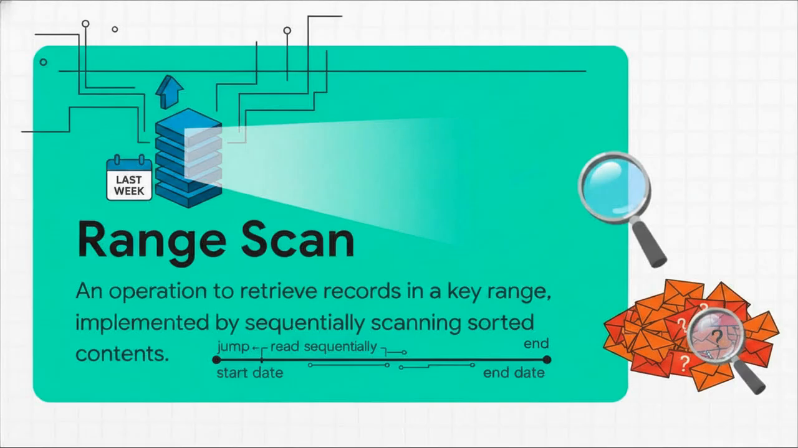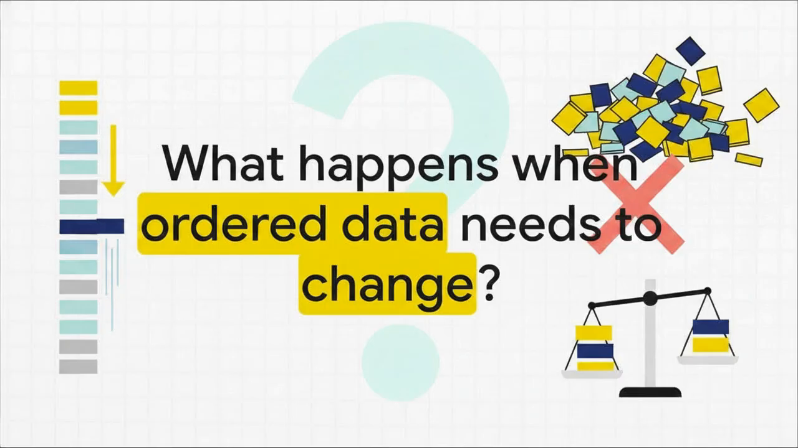And this is where ordering gets its superpower. It unlocks incredibly powerful operations, like a range scan. Let's say you want to find all your emails from last Tuesday. In an ordered system, it's easy. The database just jumps to the start of that day and reads forward until it hits Wednesday. But in that old, unordered system, it would have to look at every single email you've ever received. The performance gain here is just astronomical.